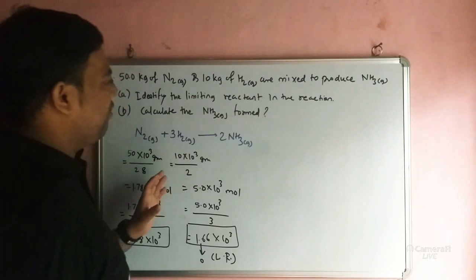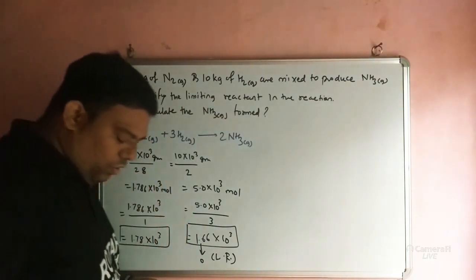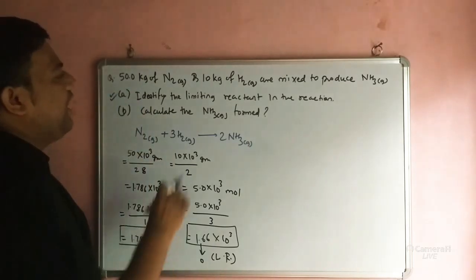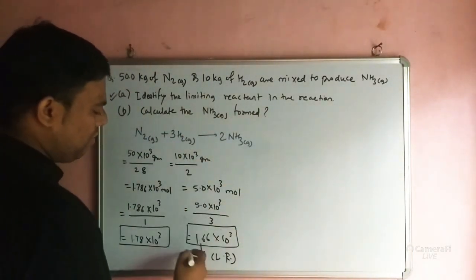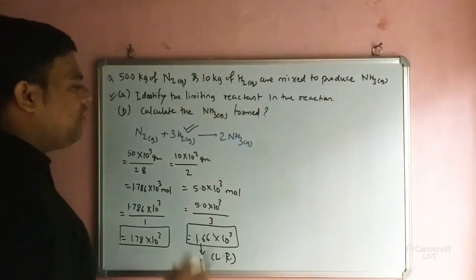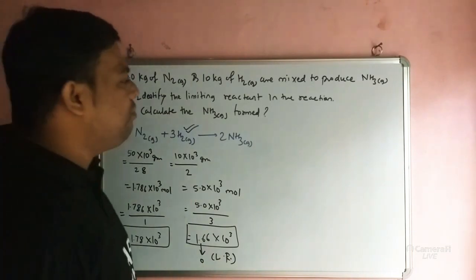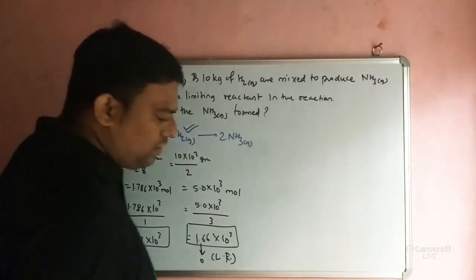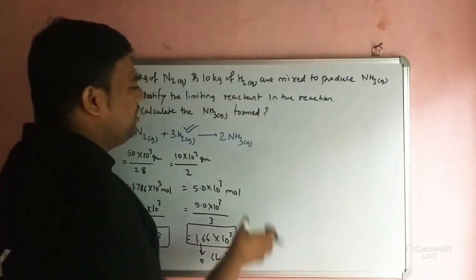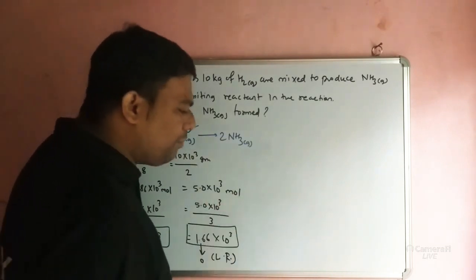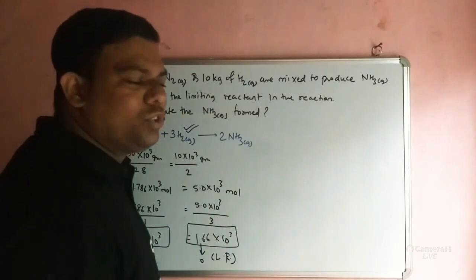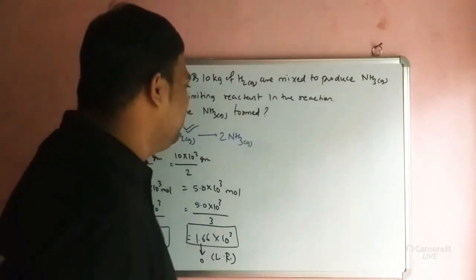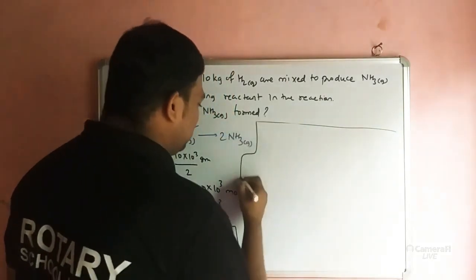Now, for calculating the ammonia gas formed, our first calculation is over. We identified that H2 is the limiting reactant, and on the basis of this we have to calculate the ammonia formed, or the mass of ammonia. Some questions may give mass or moles; we can find the answer either in mass or in moles. For moles it stays the same, and for mass we multiply by the molar mass. See how easy it is after this.